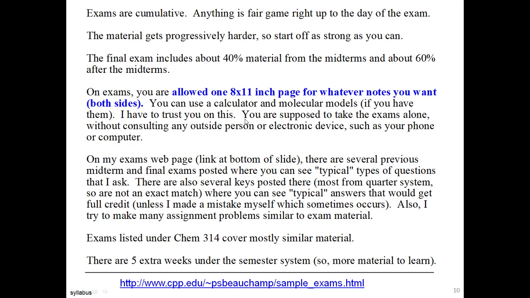So you can cheat if you can get away with it. If I do detect that there's cheating, and I can usually tell that by how the answers look, then I will give you a 0 on that particular assignment.